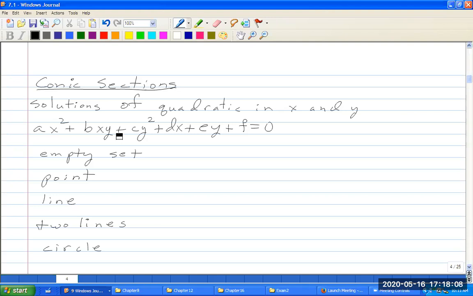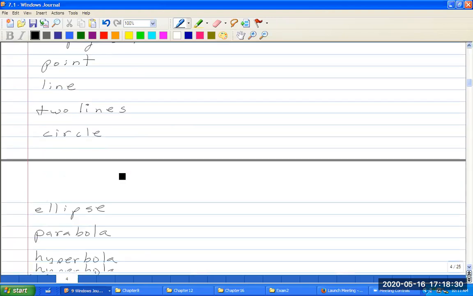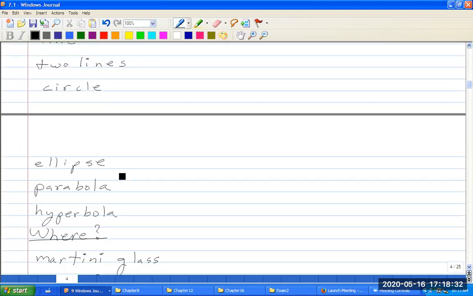Or you could have one point, say x squared equals 0, or x equals 1 for a line. You could have a line, a circle, an ellipse, a parabola, or a hyperbola.